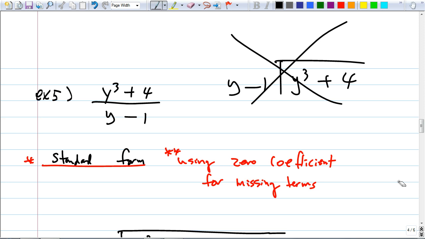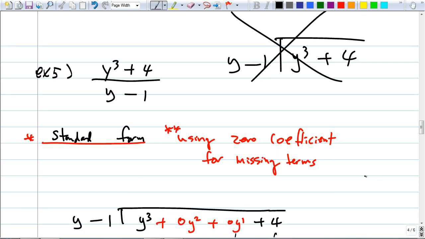What are the missing terms? If you think there are two, which terms am I missing? Alright, well, here we have y to the third power, right? Do we have any y to the second power? That's the term that's missing. What about the other one? Y to the first. So this is what I want you to write.